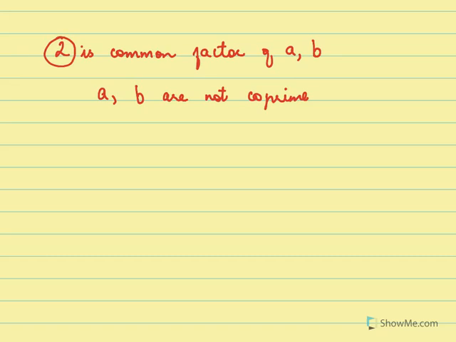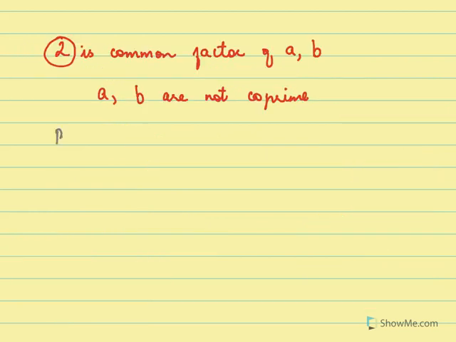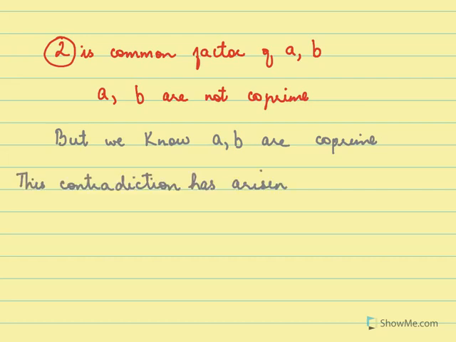However, right in the beginning, look here what we said. We said a and b are co-prime, meaning a and b do not have a common factor. And now we have come to a result that a and b have a common factor. So there is a contradiction. But we know a and b are co-prime. So why is there a contradiction? Because the assumption was wrong. We assumed that root 2 was rational. It has to be irrational.